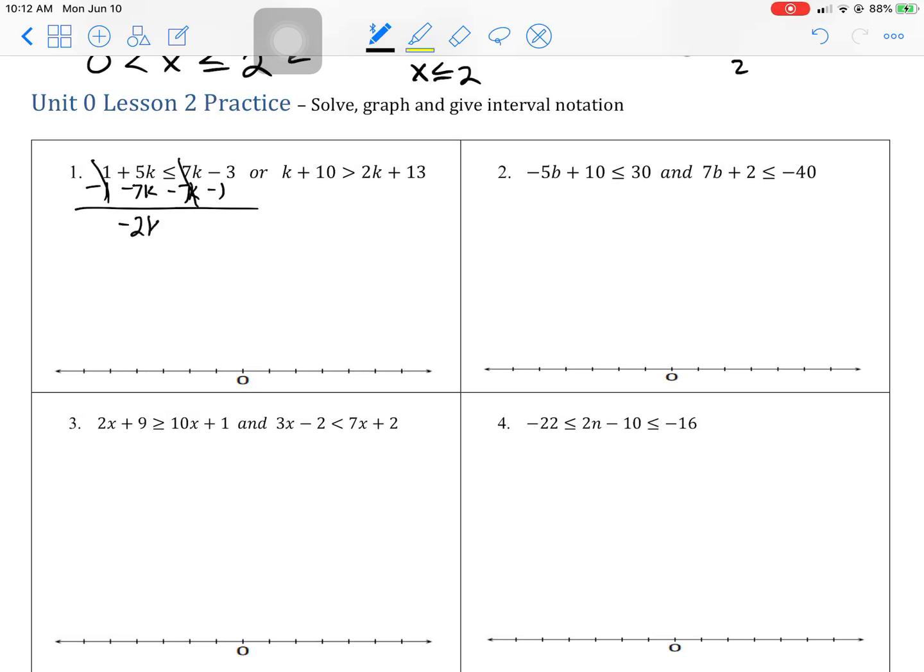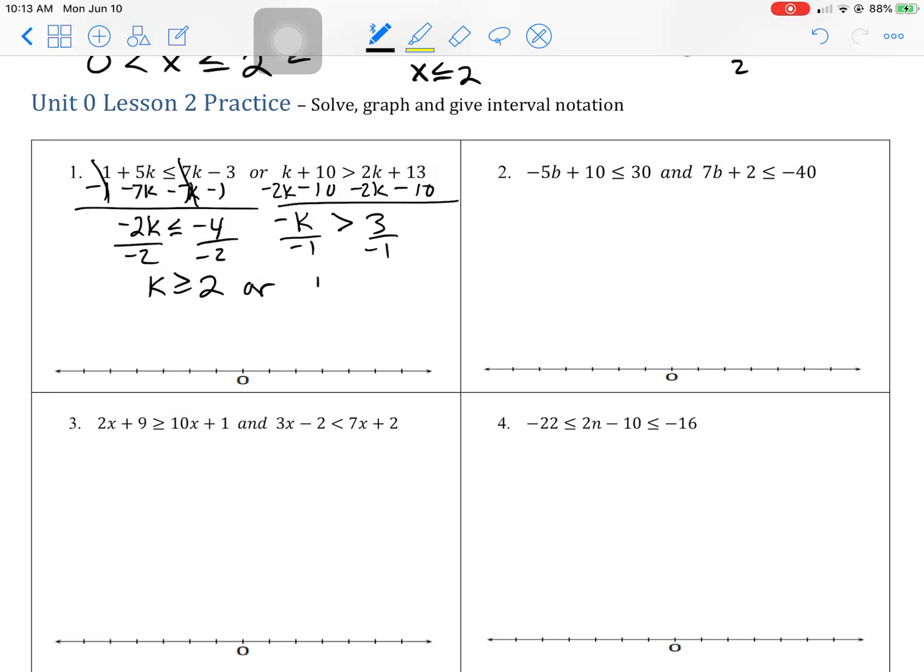So this is going to be -2k less than or equal to -4. Divide by a negative, so flip the symbol. And I like to bring down the word "or" to remind myself it's an or when I go to graph, because it's going to matter. So this is a -k plus 3 divided by 1. K divided by a negative number, flip the symbol, is here.